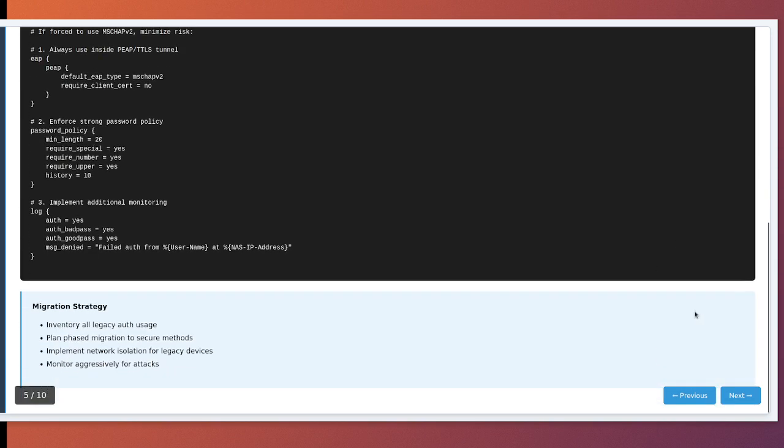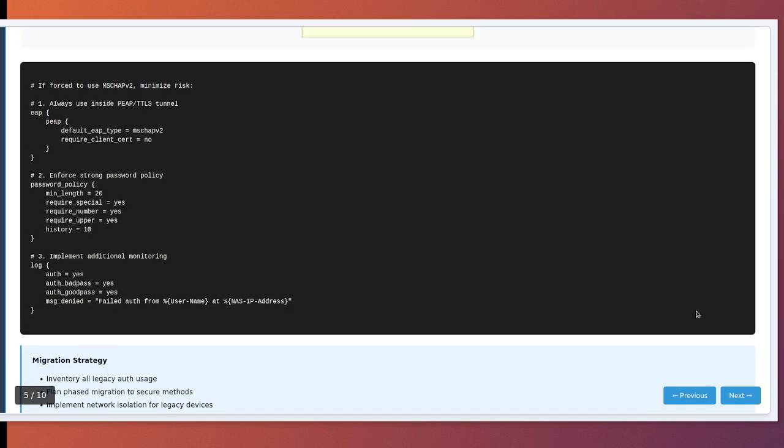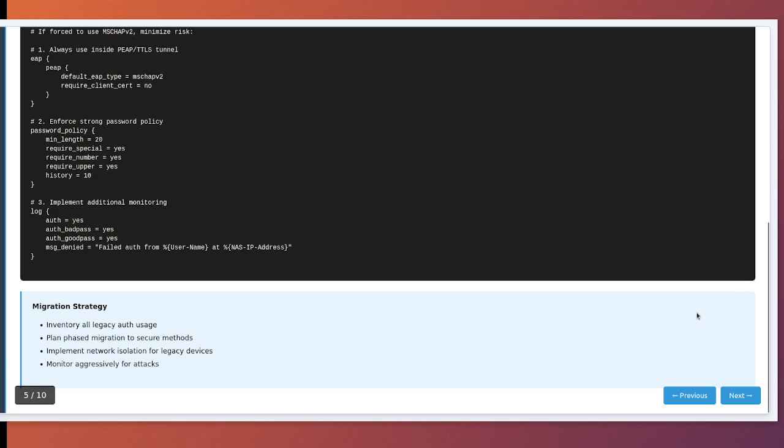Because some legacy devices only support EAP-MSCHAPv2, and you might be forced to use it. I once worked with a manufacturing company that had embedded devices from 2005 that only supported MSCHAPv2. Replacing the devices would cost millions, so we had to make it work.